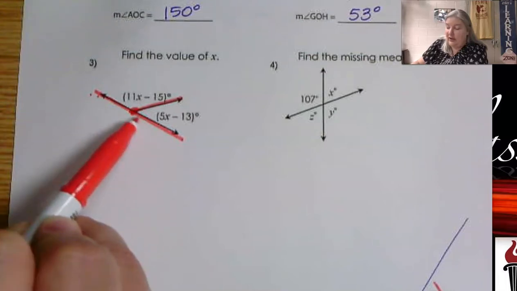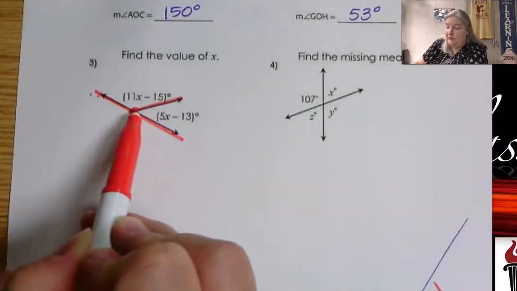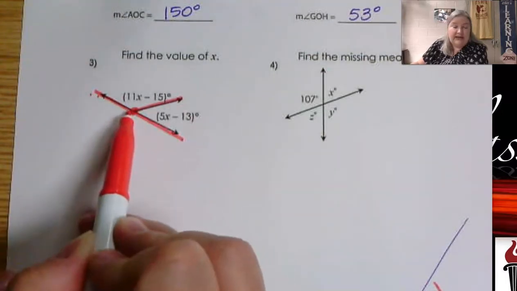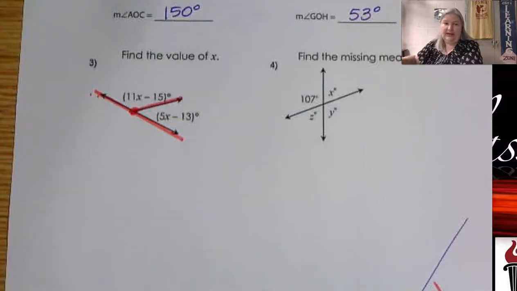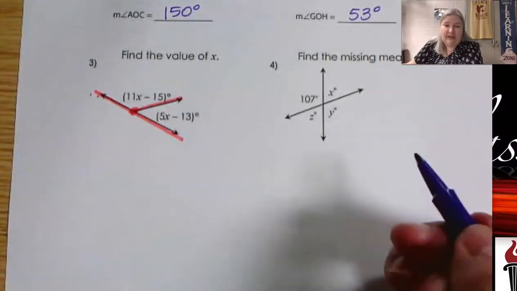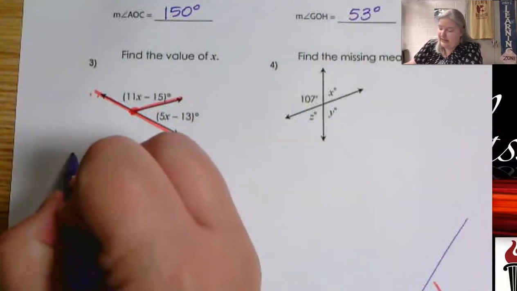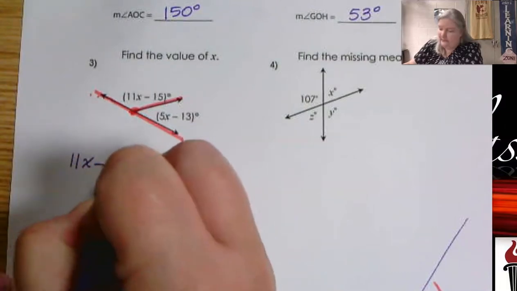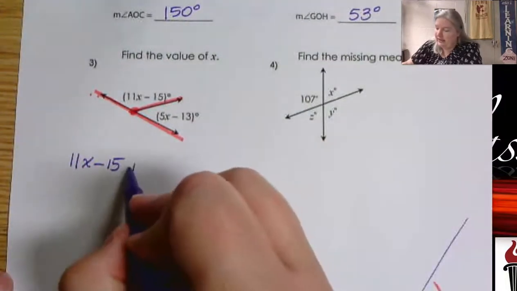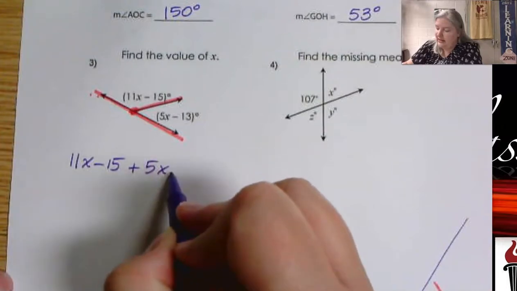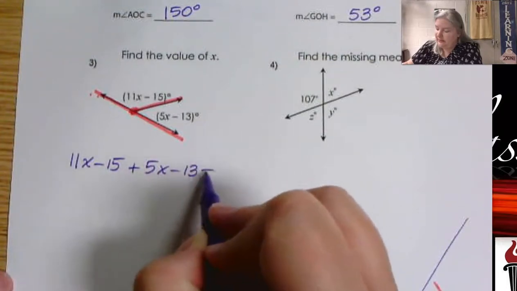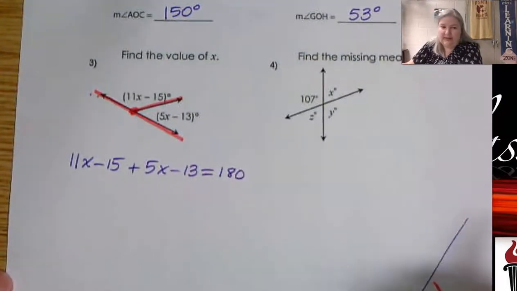So we have a pair of opposite rays and then one more ray that is the shared side. It's the side of both angles. Okay, so those two have to add up to 180. So this time I don't have numbers, I can write an equation that says that. I can say 11x minus 15 plus 5x minus 13 equals 180.